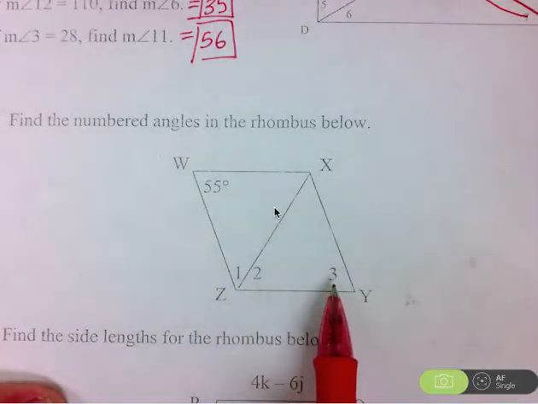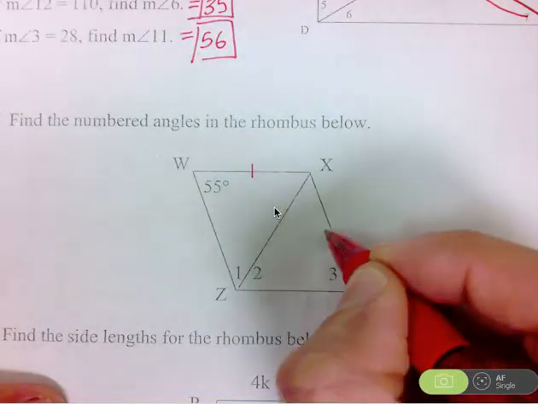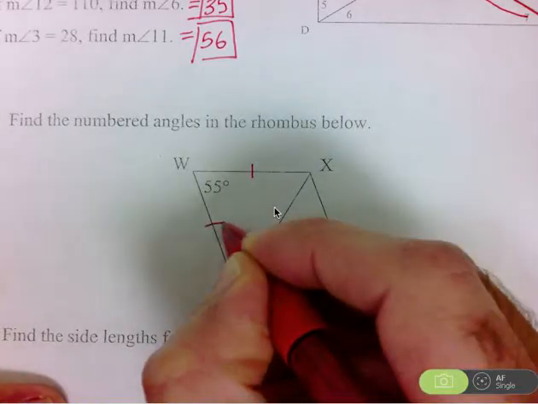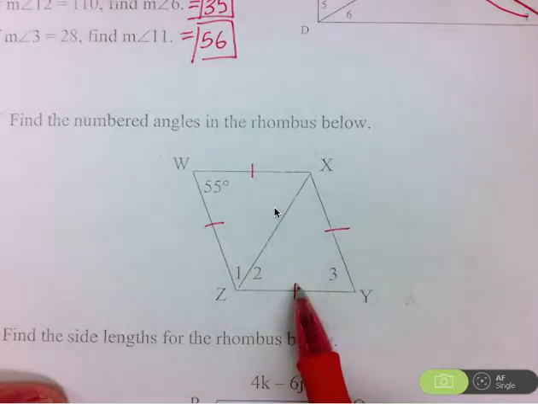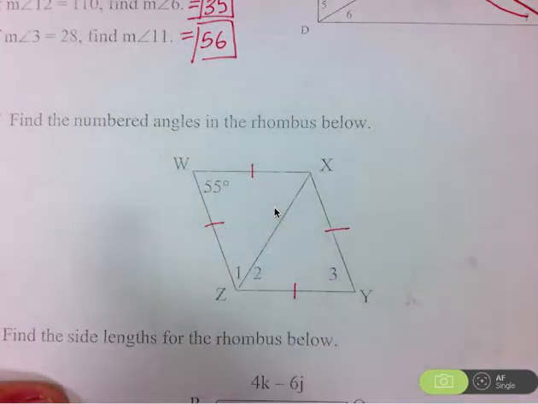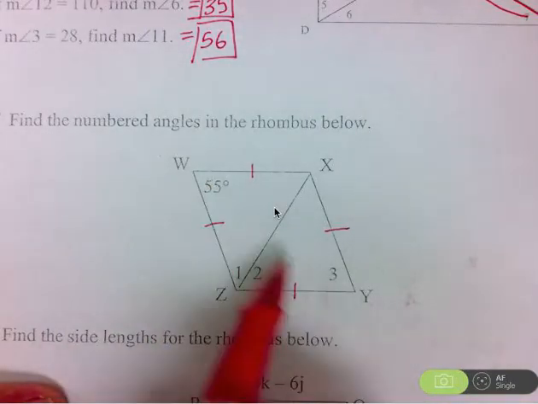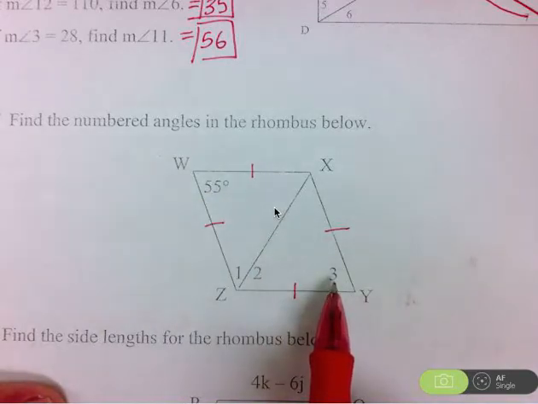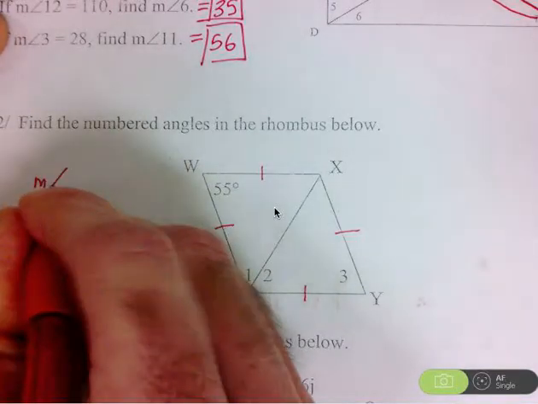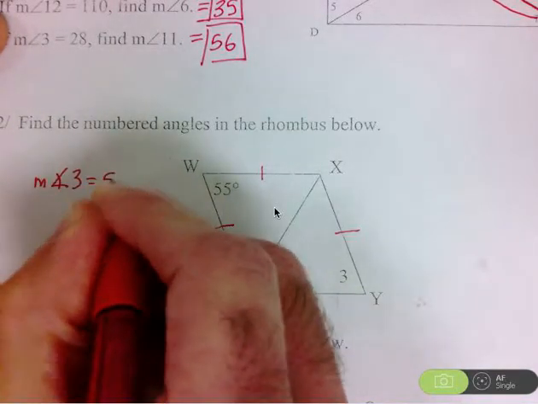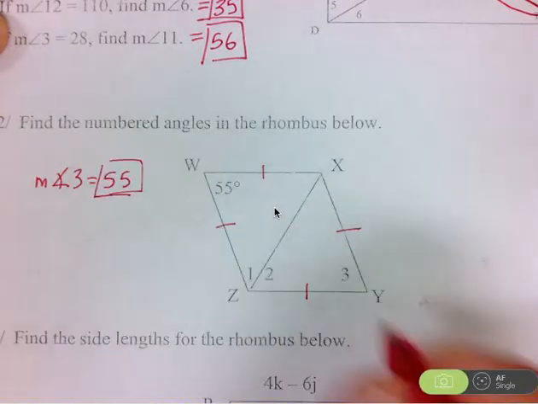Now, angle 3 is really easy to find because a rhombus is also a parallelogram. It's just a special kind of parallelogram. The opposite sides are congruent in a rhombus. That makes it a parallelogram also. It inherits all of the parallelogram properties. So the opposite angles are also congruent in a rhombus, just like in a parallelogram. So it's quite easy to find the measure of angle 3. It's automatically 55. So we're done with that one. I'll write it in.